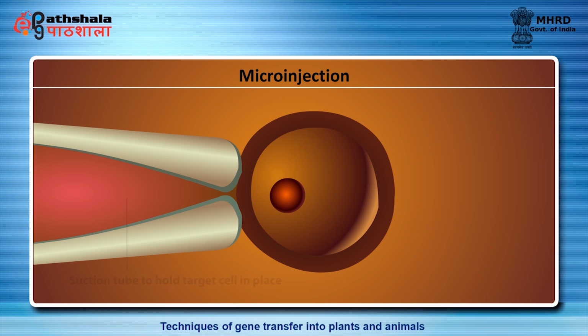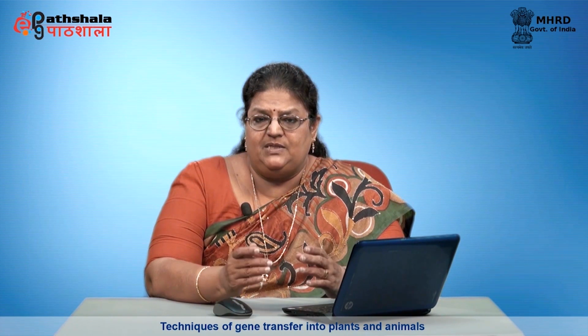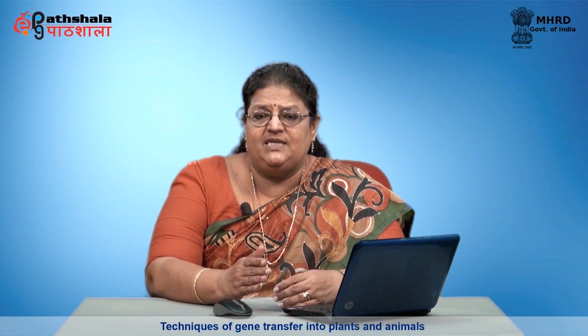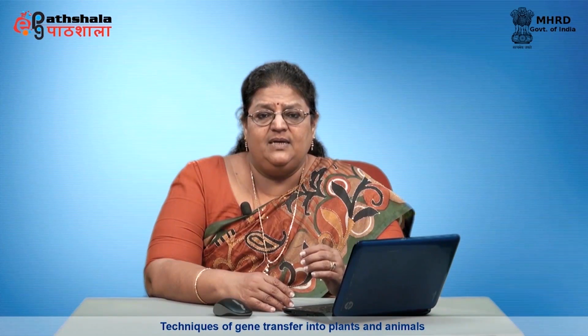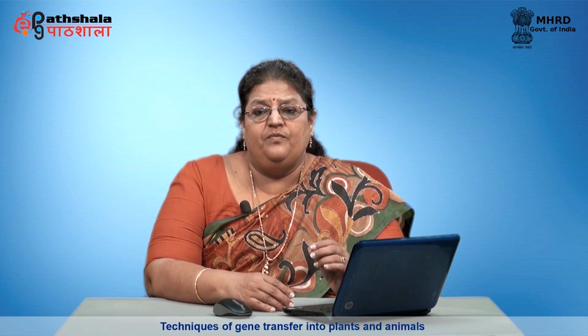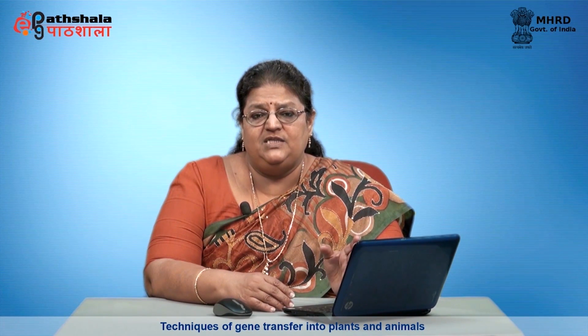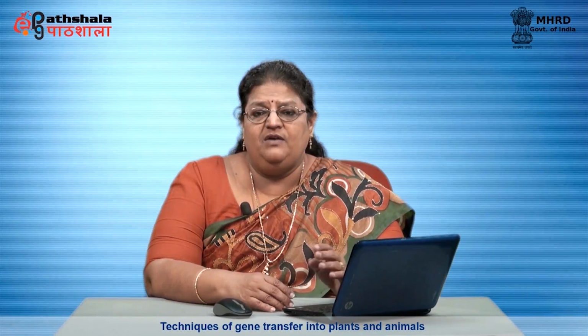The cell to be transformed is held in position using a nanoscale suction pipette, and the DNA is carefully injected into the cell. This way, we can ensure that the DNA is actually reaching the cell. In this technique, the DNA insert can also be prepared without the selectable marker gene, resulting in marker-free transgenic plants.